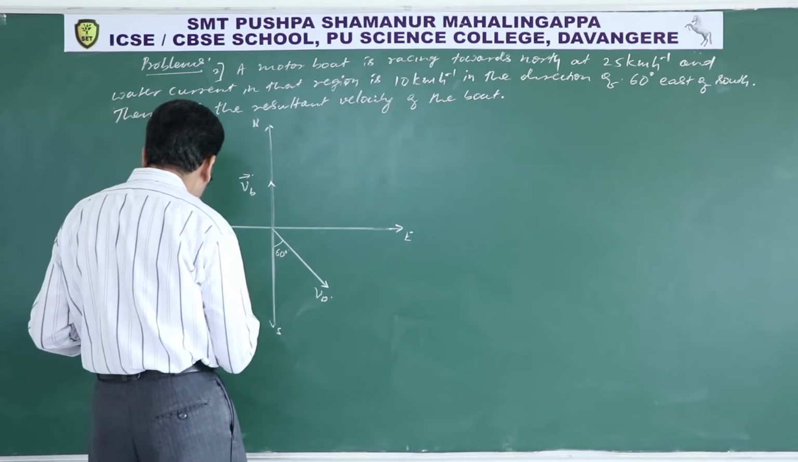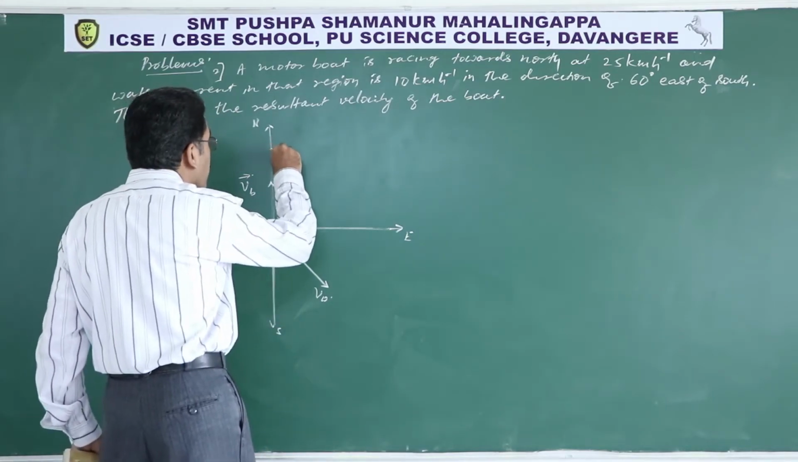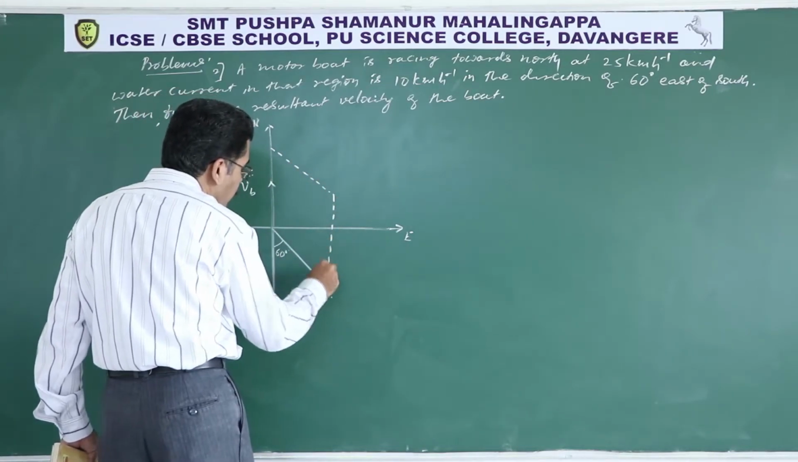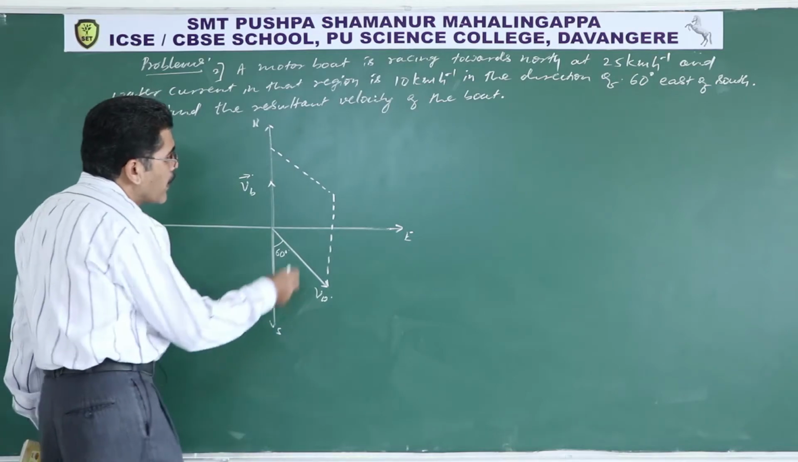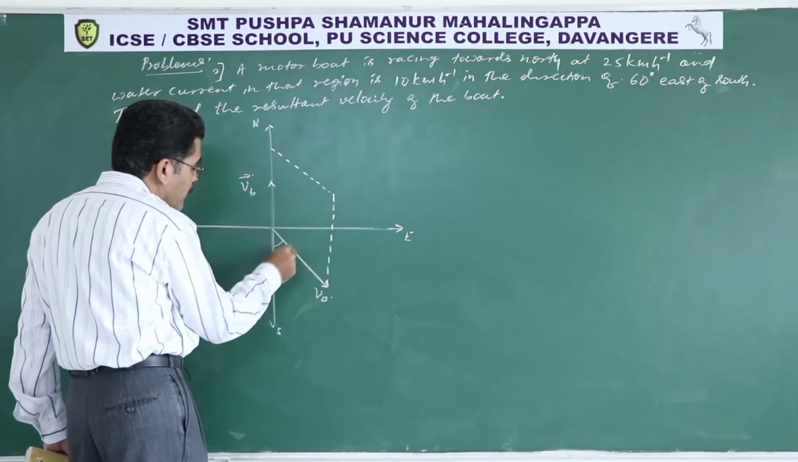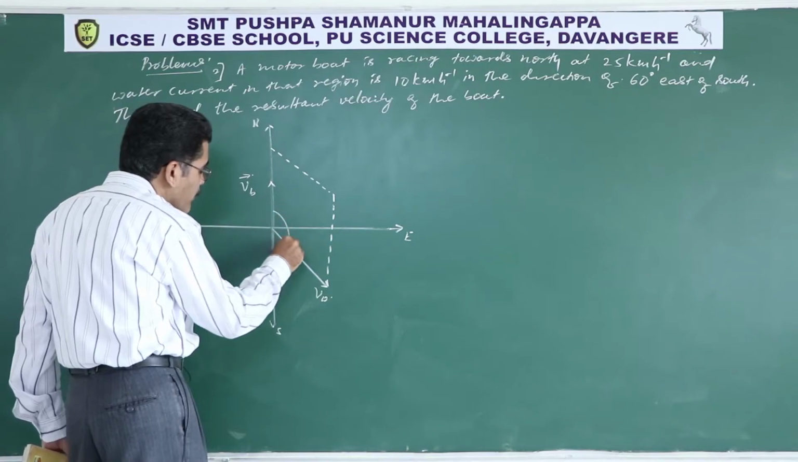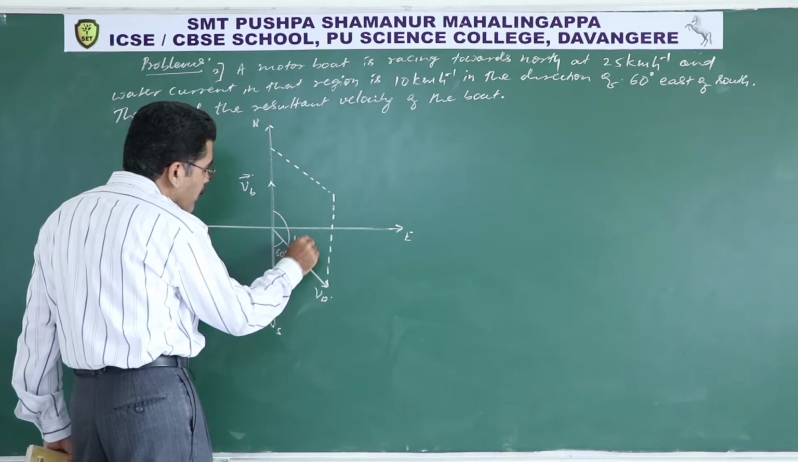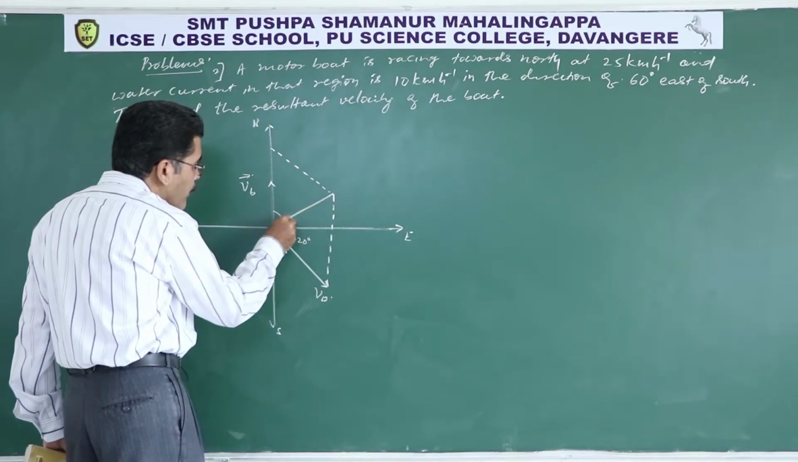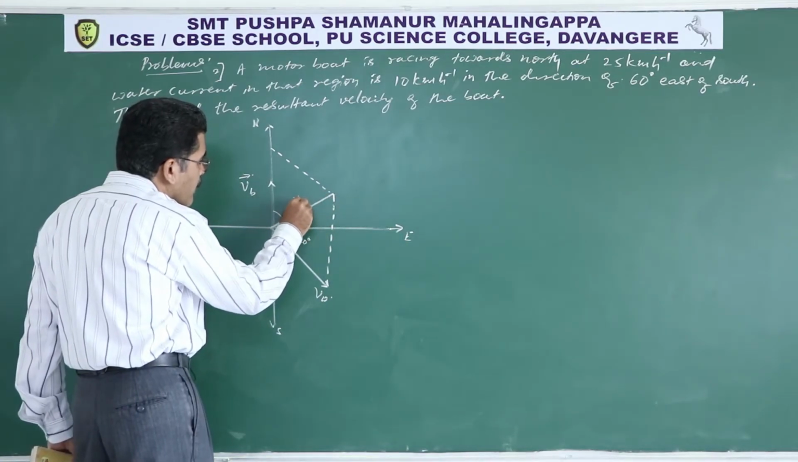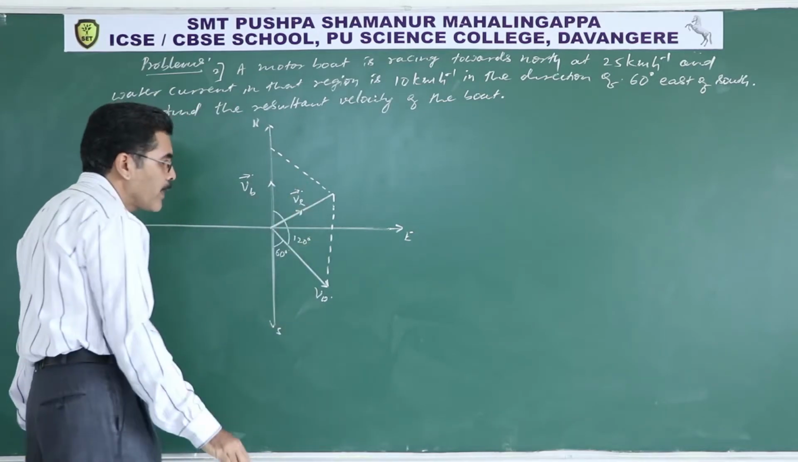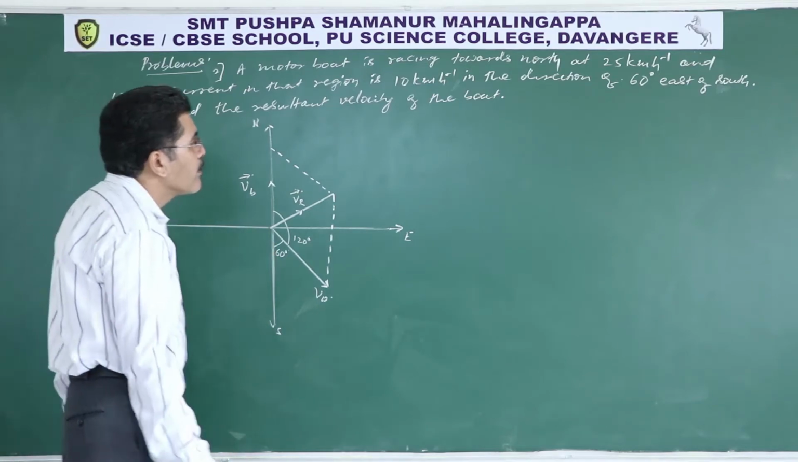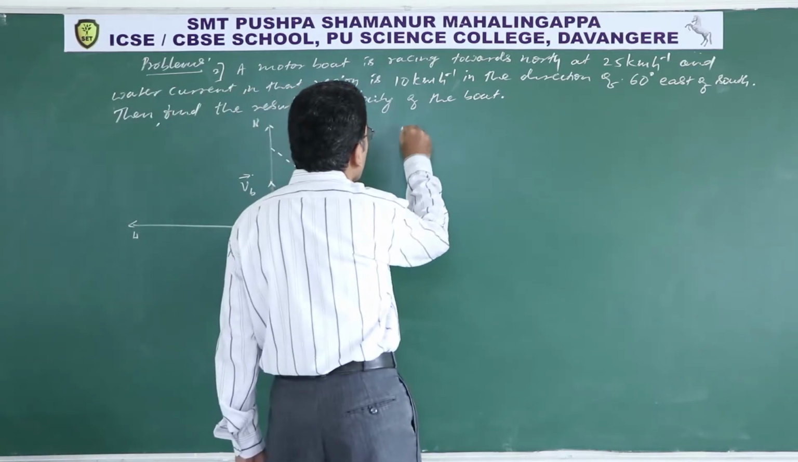So now you please resolve this. You just construct a parallelogram, and if this is 60, the angle between them is 120 degree. This angle is 120 degree. Now this is the resultant vector, the resultant speed. What is the resultant here?